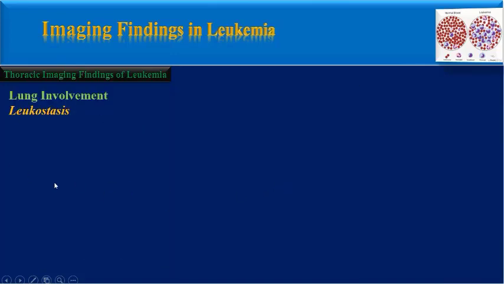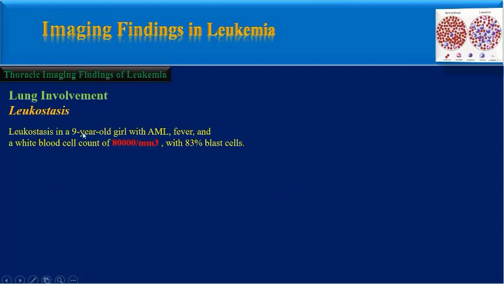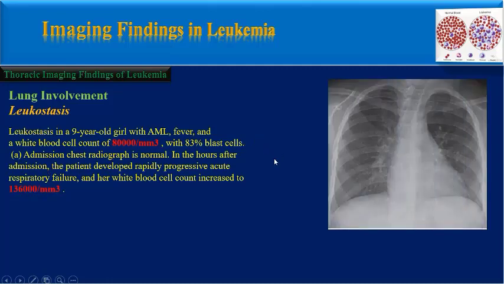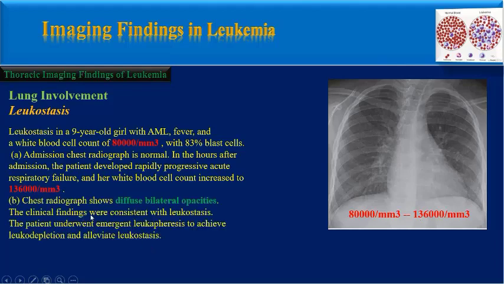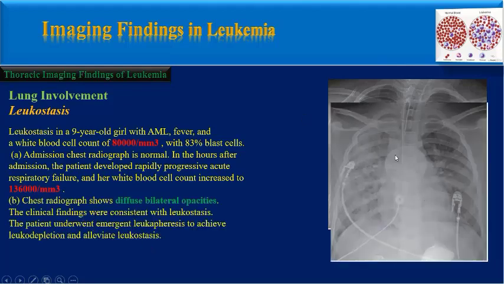Now a case presentation of leukostasis. Leukostasis in a 9-year-old girl with AML, fever, and a white blood cell count of 80,000 per cubic millimeter with 83% blasts. Admission chest radiograph is normal. In the hours after admission, the patient developed rapidly progressive acute respiratory failure and her white blood cell count increased to 136,000 per cubic millimeter. Chest radiograph shows diffuse bilateral opacities.